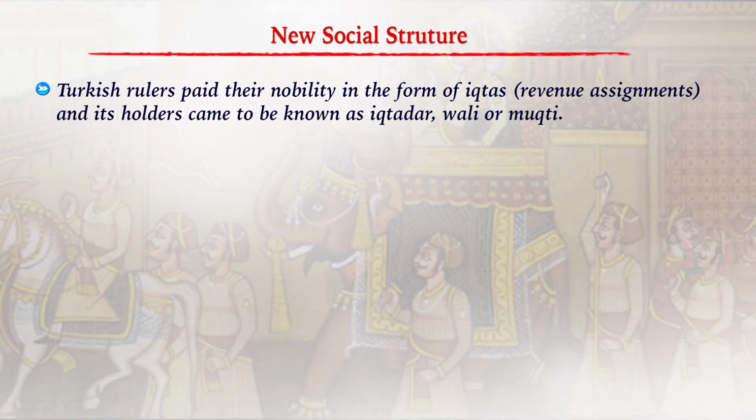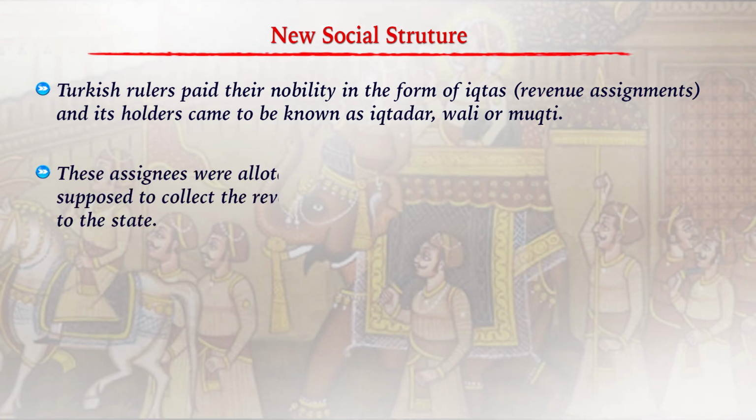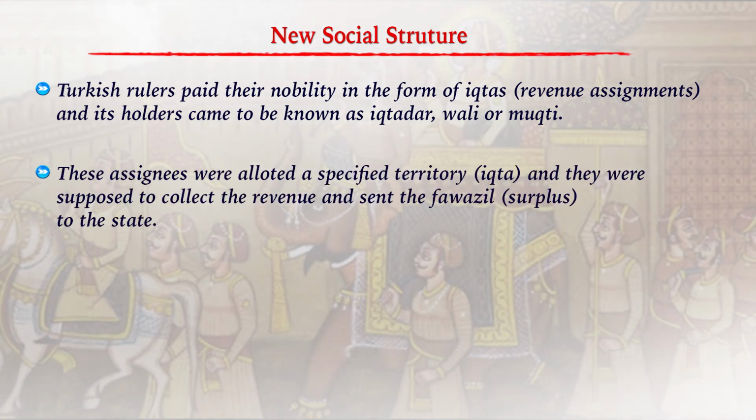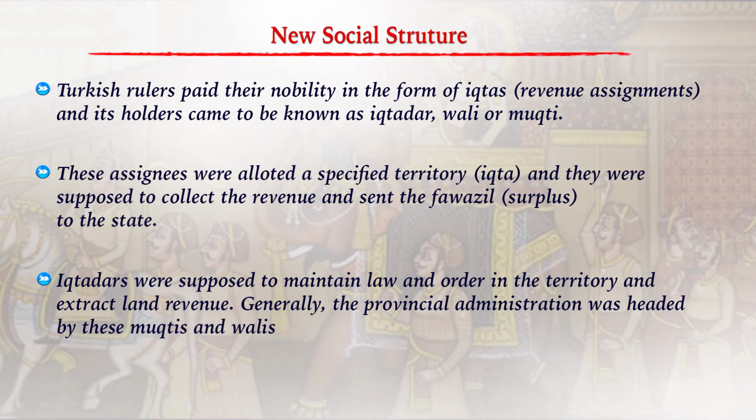The Turkish rulers paid their nobility in the form of iqtas or revenue assignments, and the holders came to be known as iqtadar or mukti. These assignees were allocated a specific territory and they were supposed to collect the revenue and send the surplus to the state. Iqtadars were supposed to maintain law and order in their territory and extract land revenue. So, they were the ones who were responsible for the general administration.